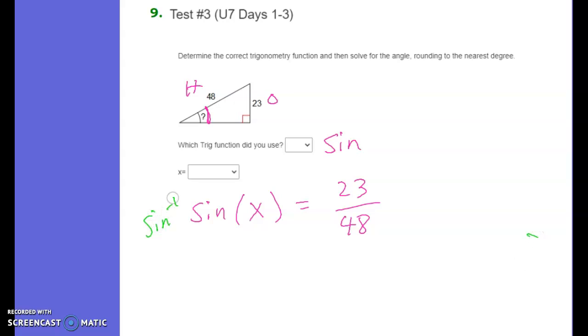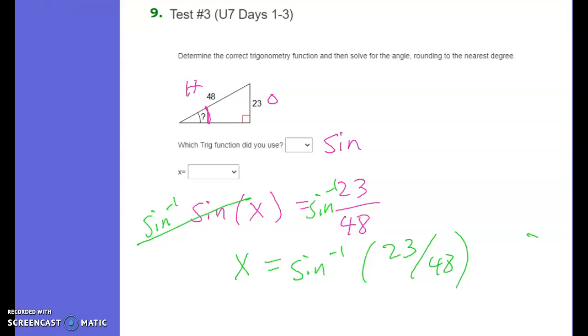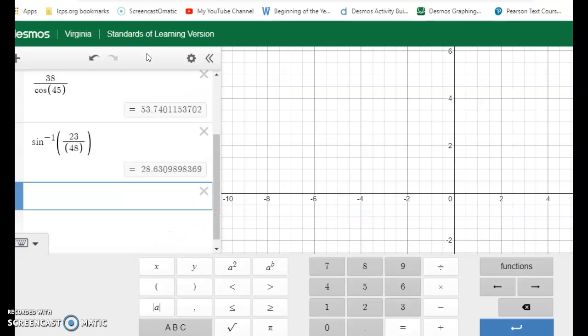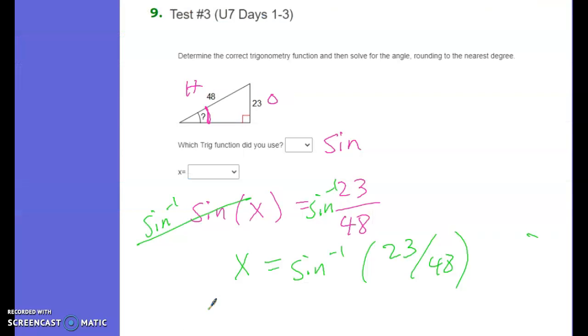Inverse sine of both sides, and that's how you go about getting this problem, the inverse sine of 23 divided by 48. Take out your calculator and we get 28.6 degrees. So we come back over here and this is equal to approximately 28.6 degrees.